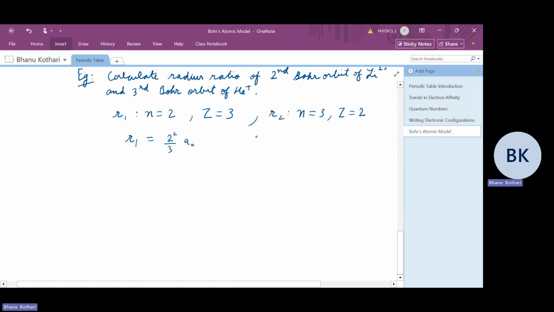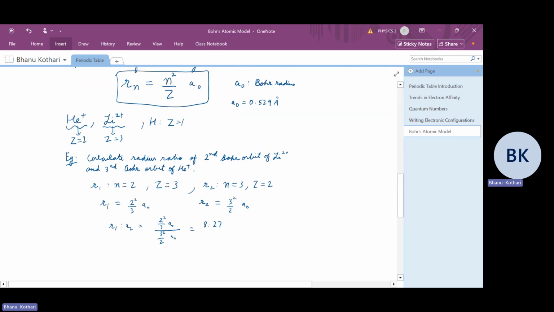And for R2, what will this be? R2 will be equal to 3 square by 2 times a naught. Okay. Now, what will be the radius ratio? It will be R1 is to R2. It will be 2 square upon 3 a naught divided by 3 square upon 2 a naught. How much is it? Just 8 upon 27. Right? So these types of questions you can answer.